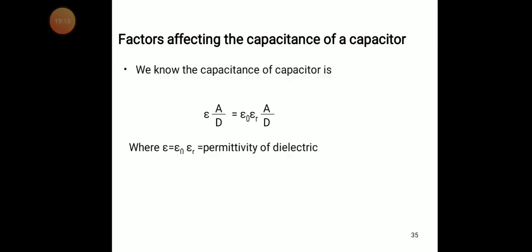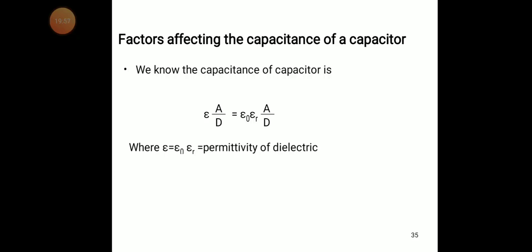The factors affecting the capacitance of a capacitor. What are the factors? This is another topic which we are going to discuss. We need to know each and every part. We know the capacitance of a capacitor is given by C equals epsilon A by D.